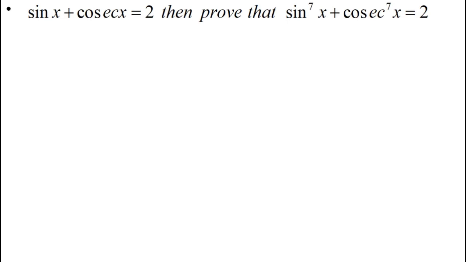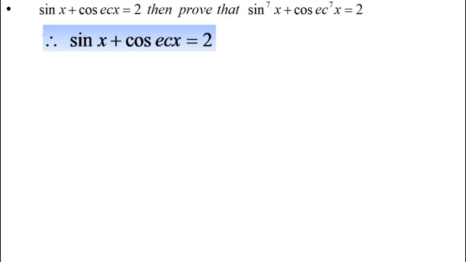The next problem is sin x plus cosec x equals to 2. Then prove that sin to the power 7x plus cosec to the power 7x equals to 2. Here sin x plus cosec x equals to 2 is given. Now convert cosec x into sin x. We know cosec x equals to 1 by sin x.